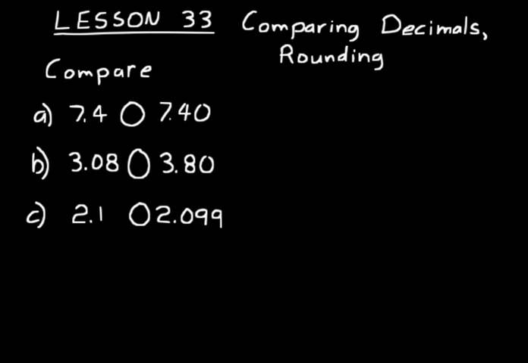Look at practice problem A, B, and C. What I want you to do is, in those circles between the comparison numbers, put a greater than, less than, or equal sign. Why don't you go ahead and pause the CD and see if you can figure out which of those pairs of numbers are greater, equal, or less than each other.